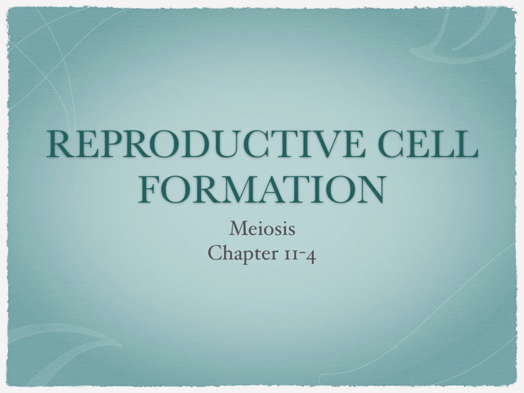Meiosis can also be found in the e-text, chapter 11, section 4, and it literally is a way to make reproductive cells, sperm cells and egg cells.